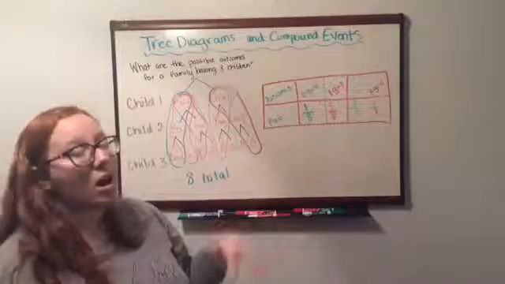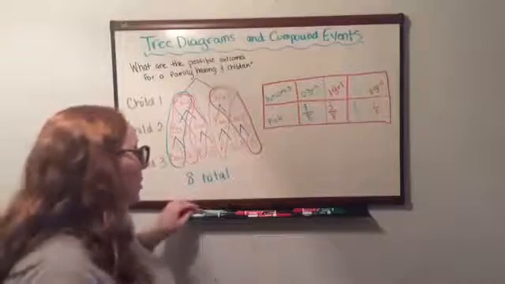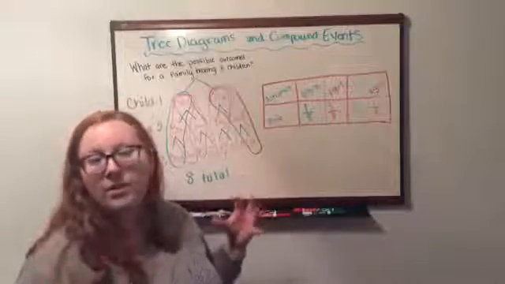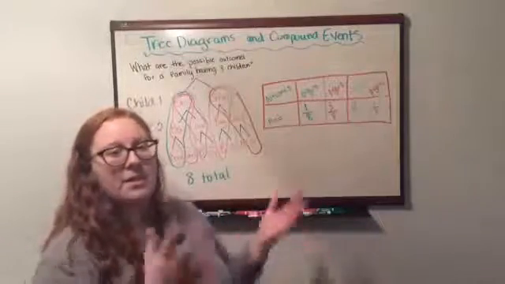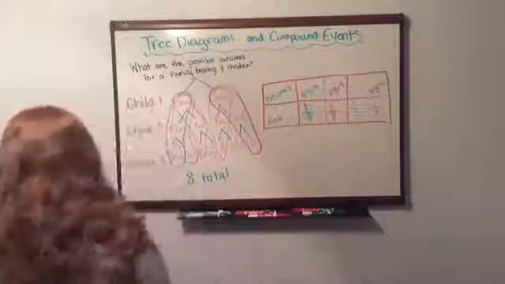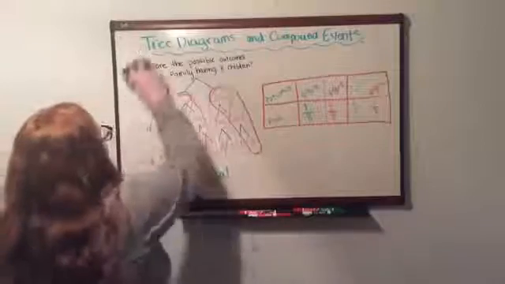Now we're going to talk about compound events. Now, compound events are events where there are 2 or more things going on, and you talk about them as either and or. So those are your key terms. And I'm going to go ahead and write those up here.